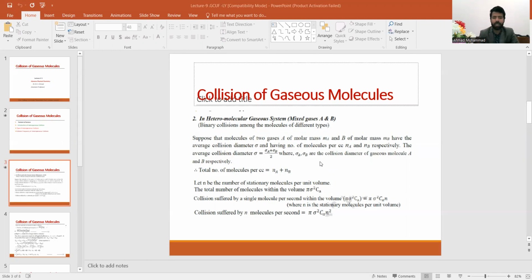So the total number of molecules per centimeter cube is equal to Na plus Nb. Let us suppose that n is the number of stationary molecules per unit volume, and then the total number of molecules within the volume is pi sigma square C a. The collisions suffered by a single molecule per second within volume pi sigma square is multiplied by n, where n is the stationary molecules per unit volume. So the collisions suffered by n molecules per second is equal to pi sigma square Ca n square.